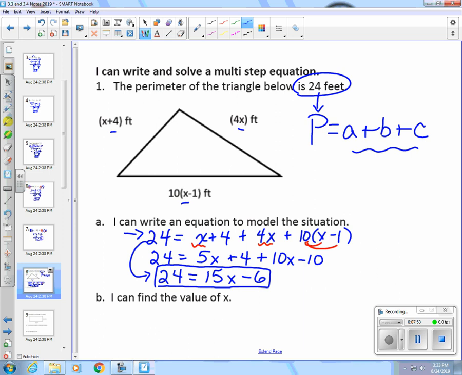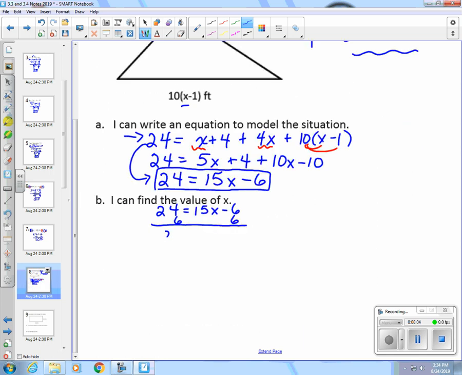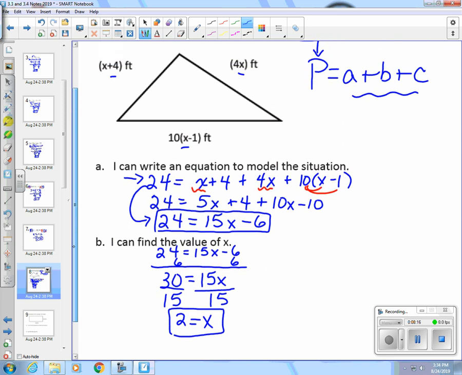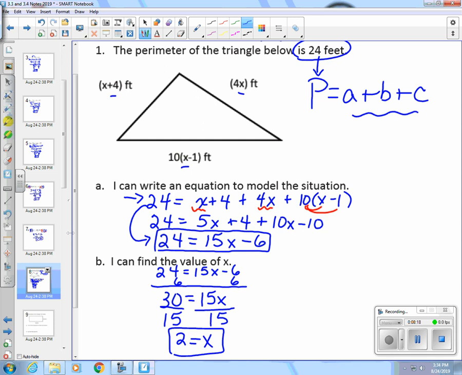In order to find that value of x, we are going to use our inverse operations. We're going to add 6 to both sides. And we'll extend a little bit here so that we have 30 equals 15x. And then we can divide by 15 on both sides and find out x equals 2. Please notice there is no label put on this because we're just finding what the value of x is. That is not finding the actual length of a side.